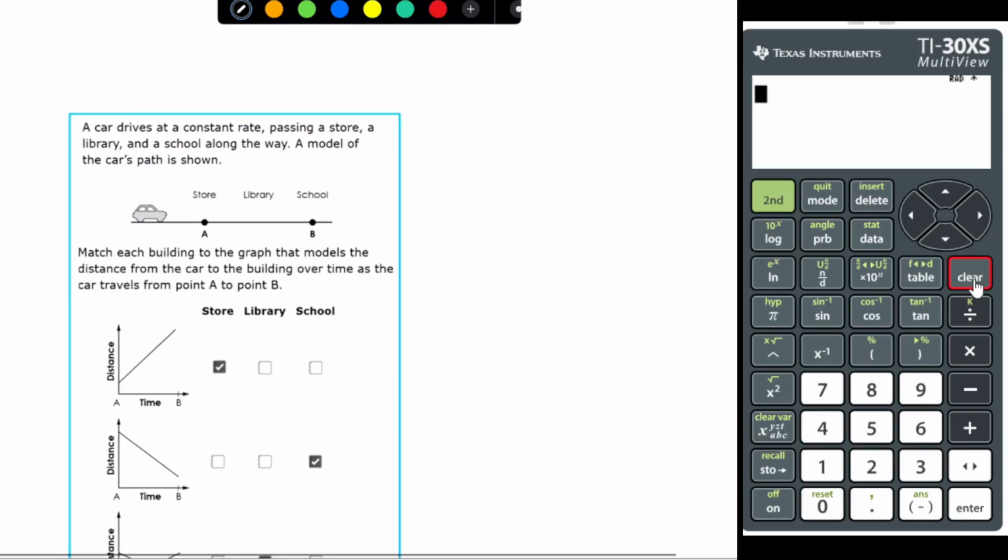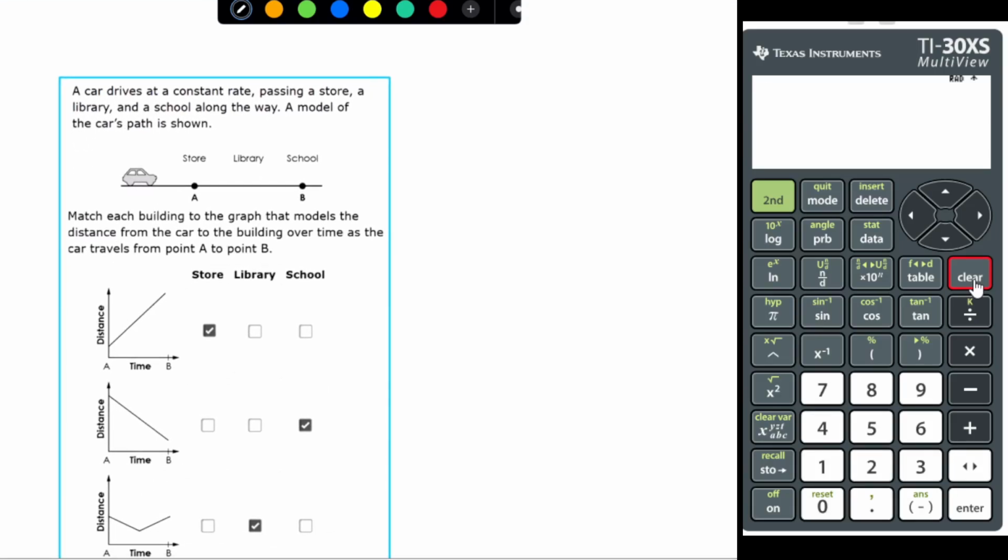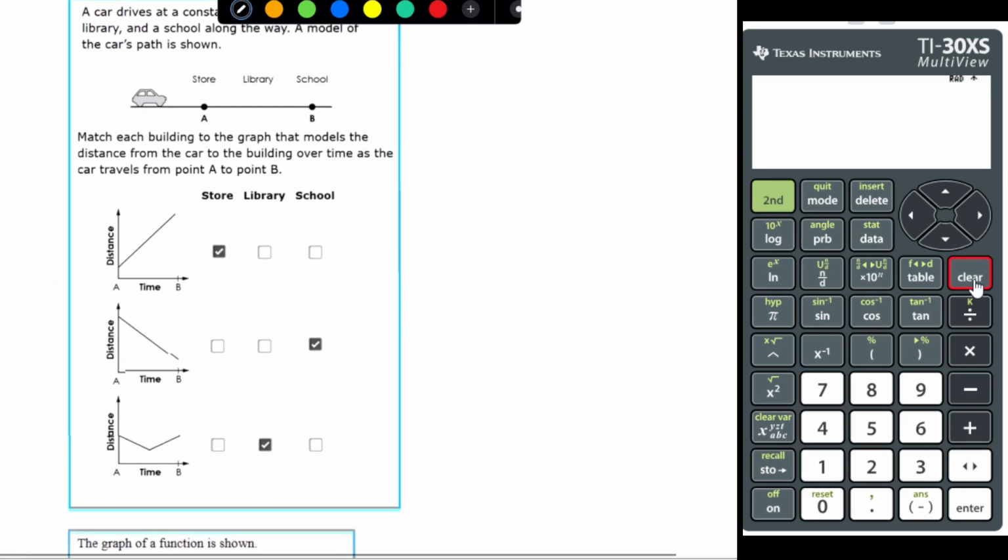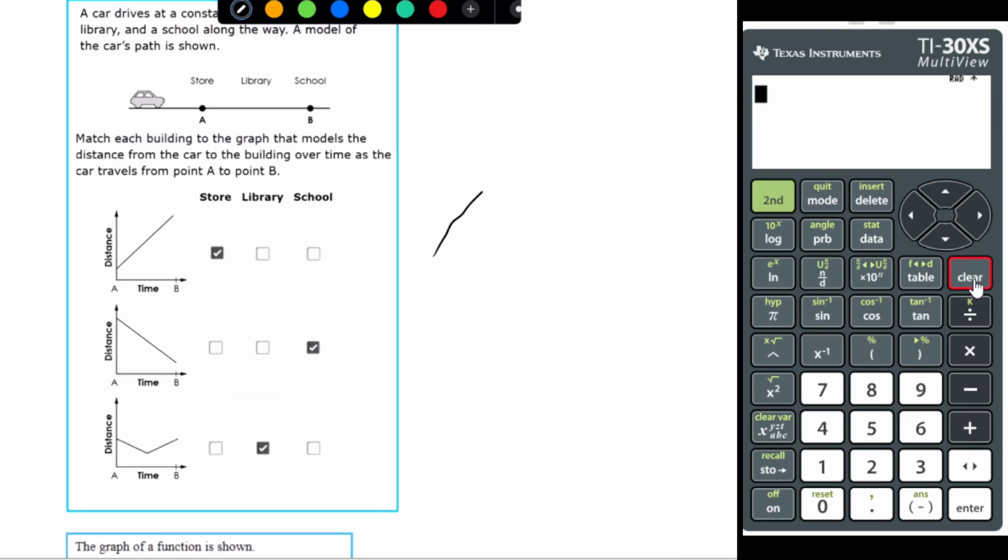A car drives to school at a constant rate, passing a store, a library, and a school along the way. A model of the car's path is shown. Match each building to the graph that models the distance from the car to the building over time as the car travels from point A to point B. Okay. So constant rate means that our slope will always be constant, which means it's just going to be a straight line, whether that's diagonal, whether that's horizontal, whether that's lower diagonal, whether that's a straight line up and down. It's going to be constant. Okay?